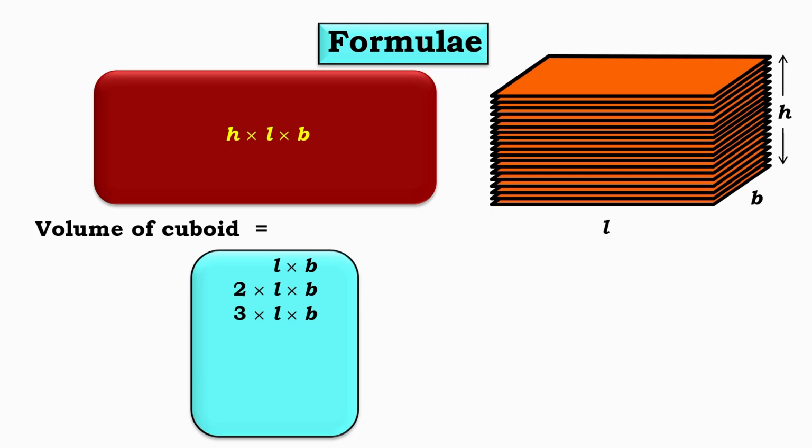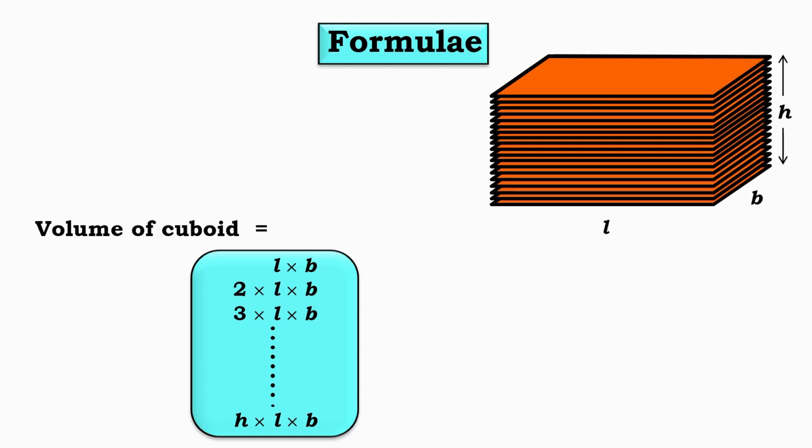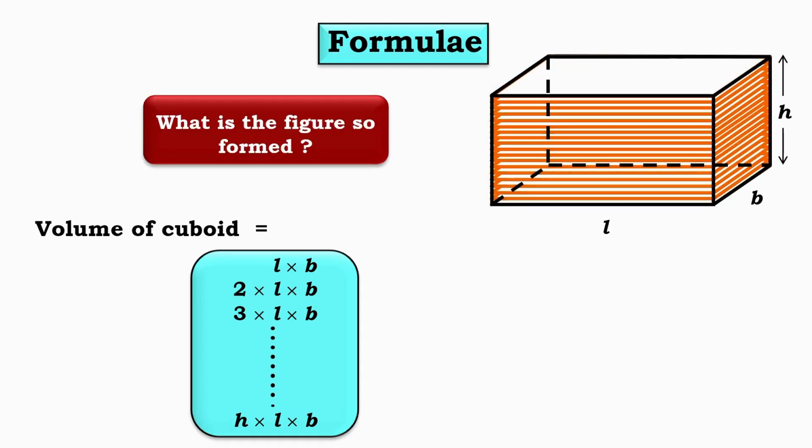As we can already see, for one rectangle it is LB, for two rectangles it is 2LB, for three it is 3LB. If you keep on doing like this, for H number of rectangles it will be H into L into B. So that is the total space occupied by the cuboid, and you know that the total space occupied by the cuboid is basically the volume of the cuboid, the capacity of the cuboid. So the volume of the cuboid formula is H into L into B. Okay. So the volume of the cuboid is L into B into H, or H into L into B, whatever you can say. Normally we say L into B into H.